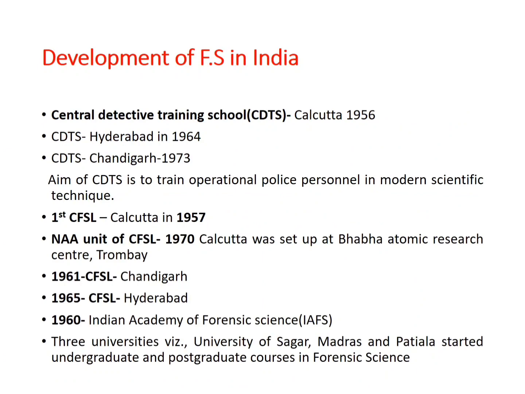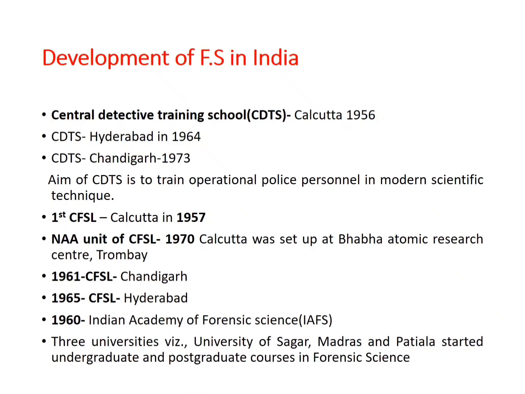And now in the year 1956, the first CDTS, that is the first Central Detective Training School, was established in Calcutta. So this was the first premier detective training school in India. The aim of establishing such a school was to impart training in scientific investigation of crimes like drug abuse, terrorism, explosion, crime against women, investigation of road accidents, and enforcement of traffic laws. So this was the main aim of CDTS. Later on, in the year 1964, CDTS was established in Hyderabad. Then in the year 1973, it was also established in Chandigarh.